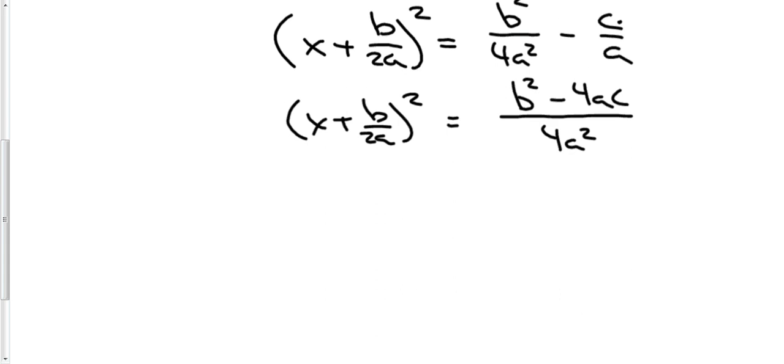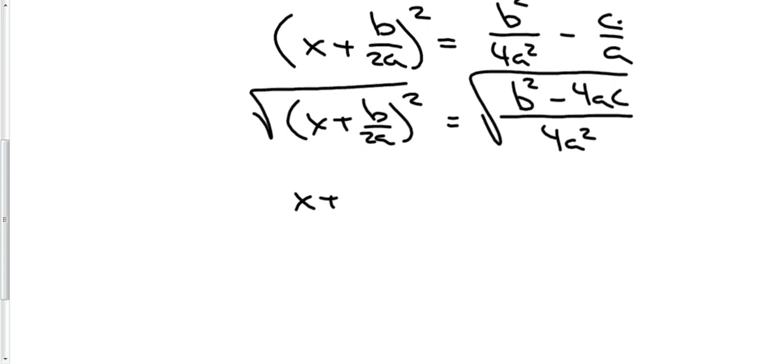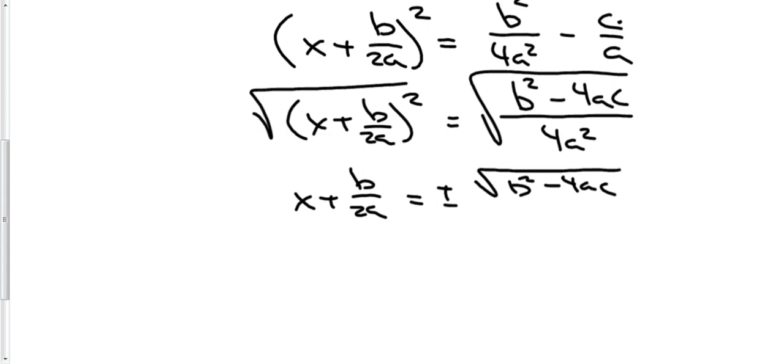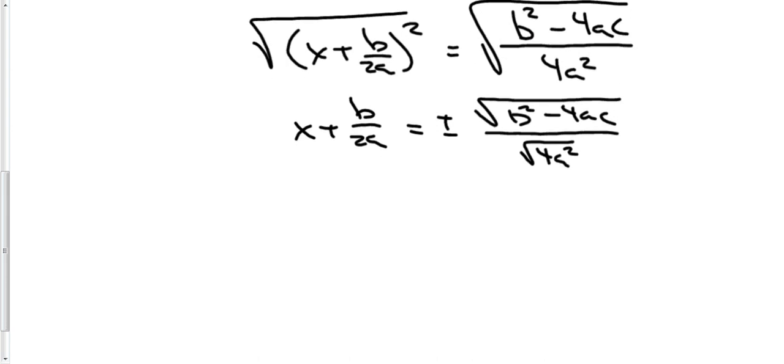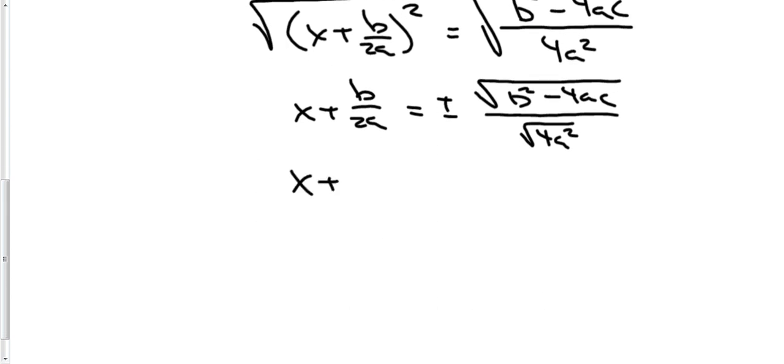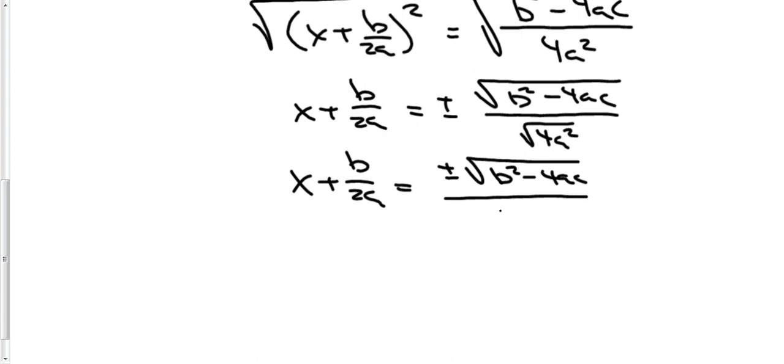Now, I'm going to take the square root of both sides, which leaves me with x plus b over 2a. That's going to equal plus or minus, because we took the square root of both sides of an equation, the square root of b squared minus 4ac over the square root of 4a squared. And I just separated this into two different square roots, which I'm allowed to do. And the denominator, if you can see, is actually a perfect square.